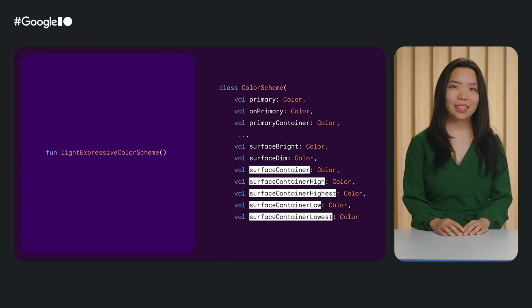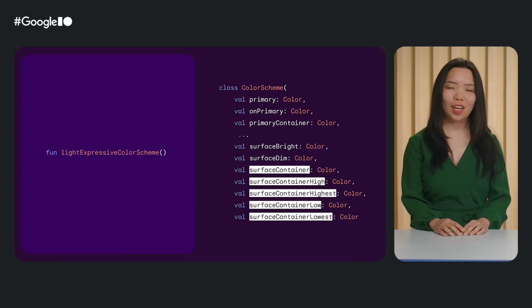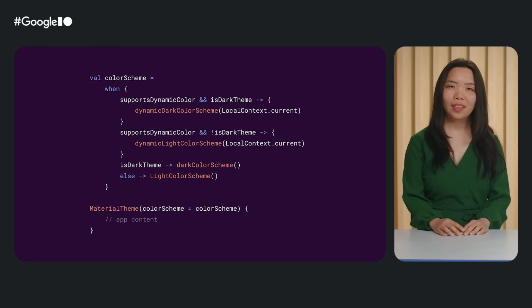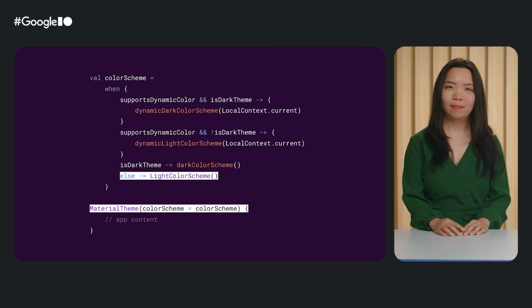The Light Expressive Color Scheme has the updated on-container colors which affect content colors such as text and icon. The surface container color roles, which were recently added, could also be accessed via the Color Scheme API. If you already use our dynamic color functions, no additional action is needed to benefit from the aforementioned updates. Just switch your theme from Material Theme to Material Expressive Theme and use the Expressive color scheme.